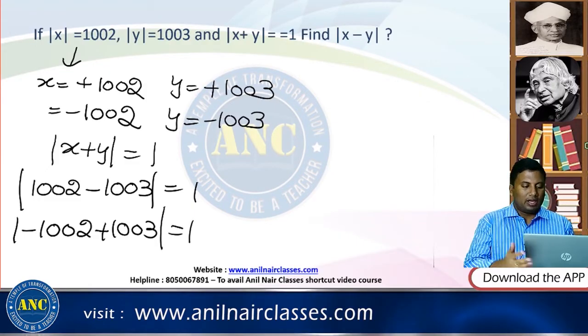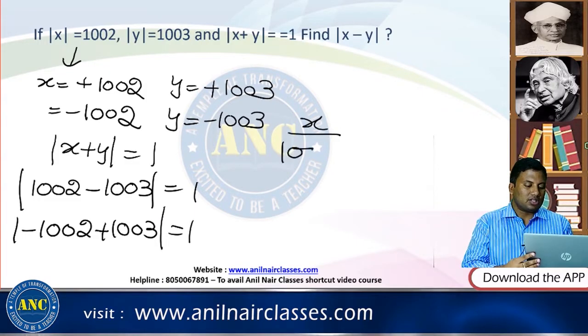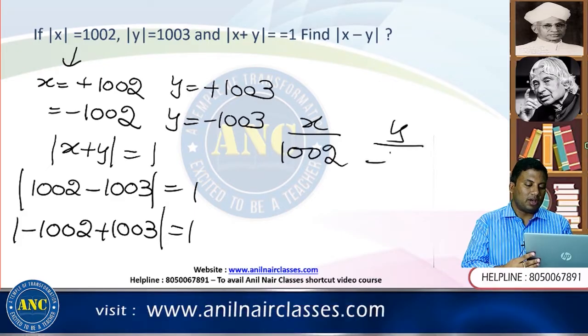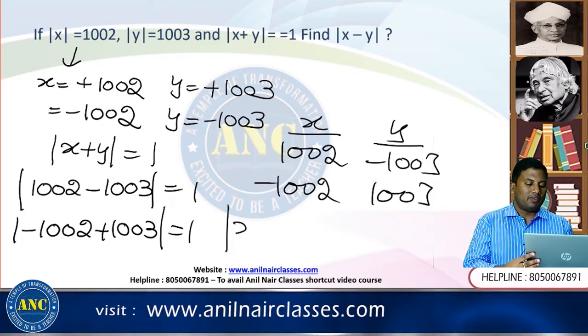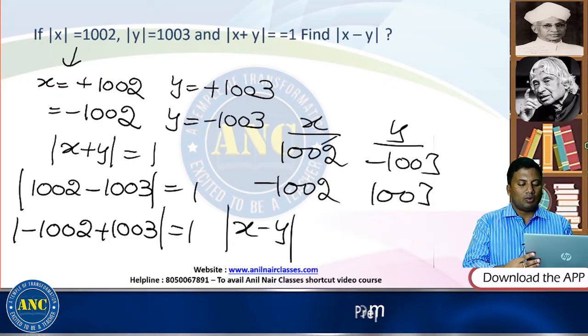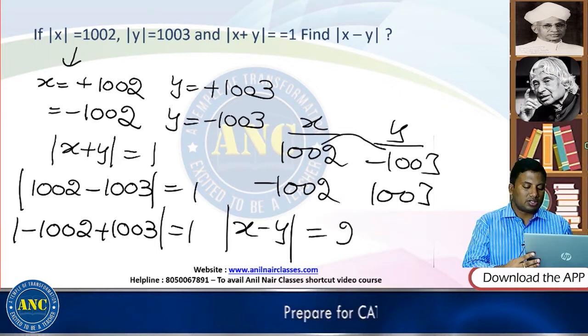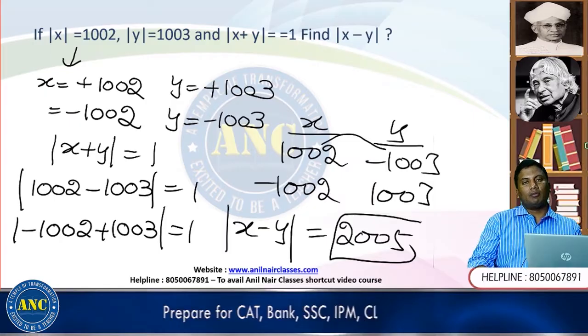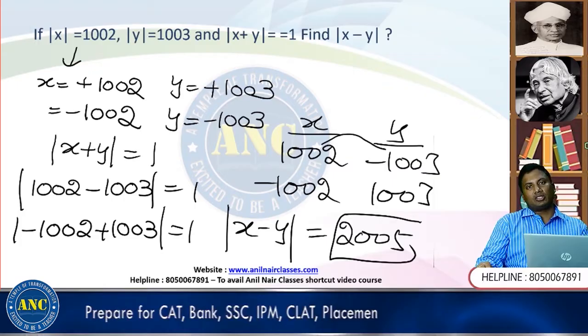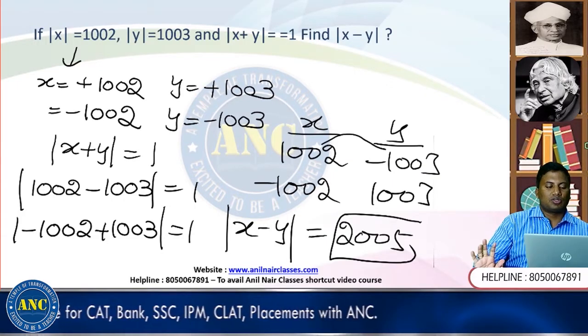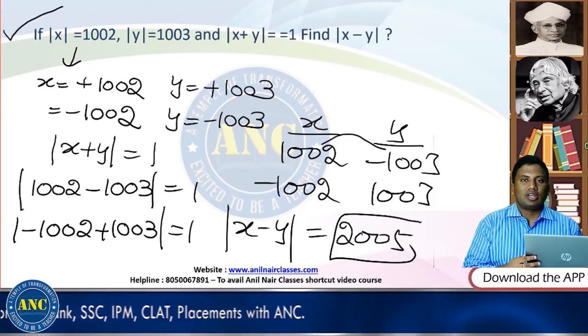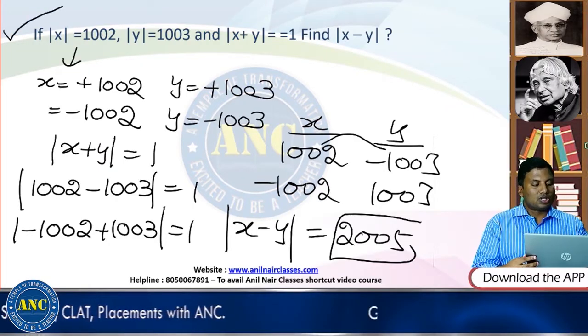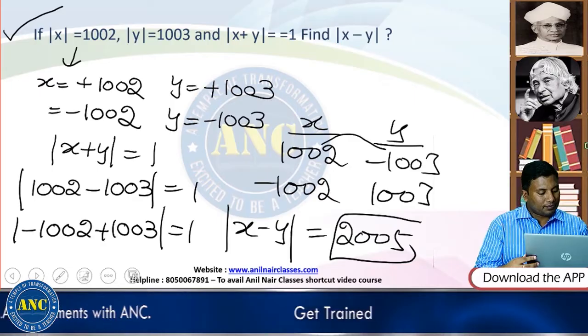So x could be 1002. If x is 1002, y will be minus 1003. If x is minus 1002, y will be 1003. Mod of x minus y will become 1002 minus of minus 1003, which is 2005. The other case will become minus 1002 minus 1003, which is also 2005. Another miscellaneous question. Generally this question comes in most of the mock papers.